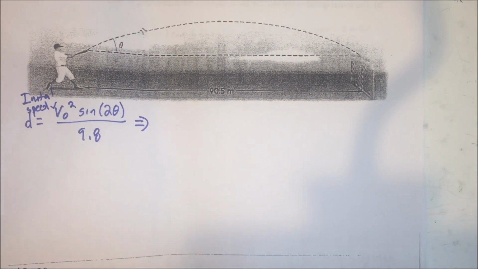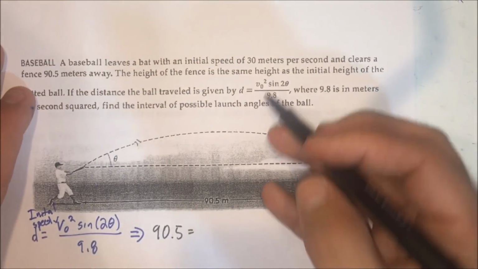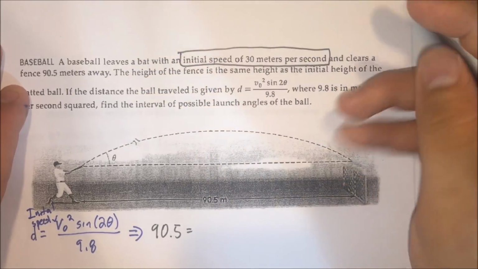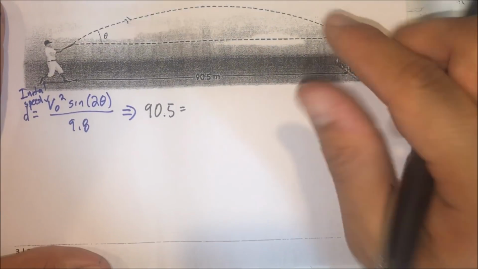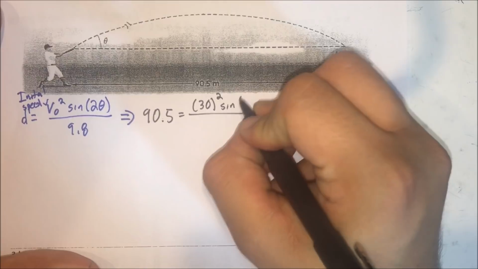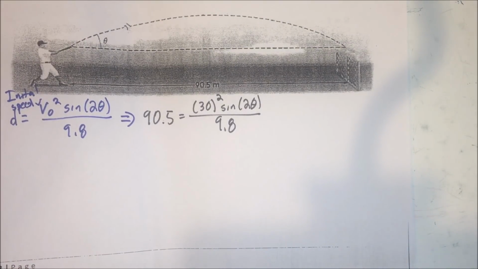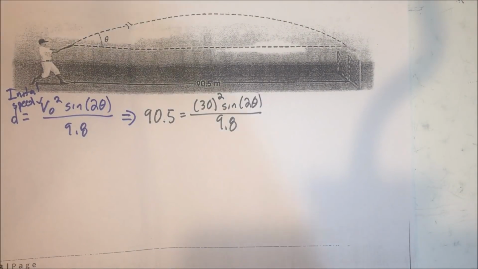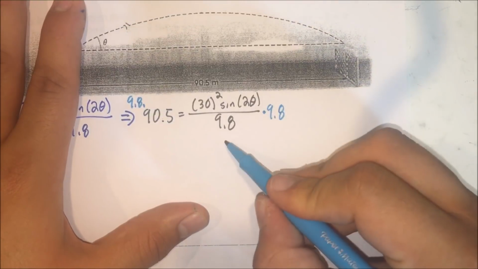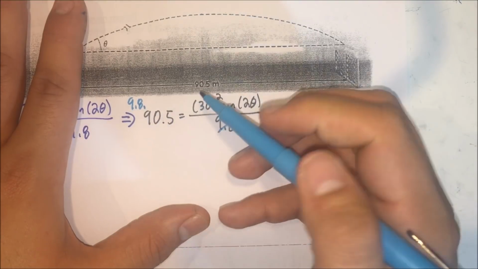We know the distance that we have to hit it is 90.5 meters. The initial speed is up here; the problem tells us we hit this with an initial speed of 30 meters per second. So we plug that in, 30 squared, sine of 2 theta on top, and 9.8 on the bottom. Now we multiply both sides by 9.8. On the right it cancels, and on the left we multiply 9.8 times 90.5.